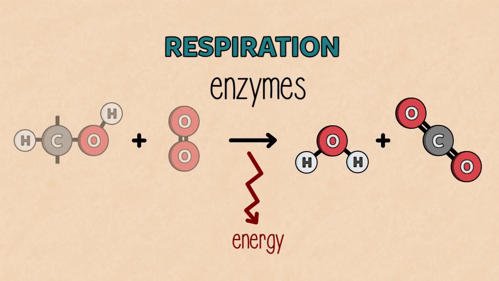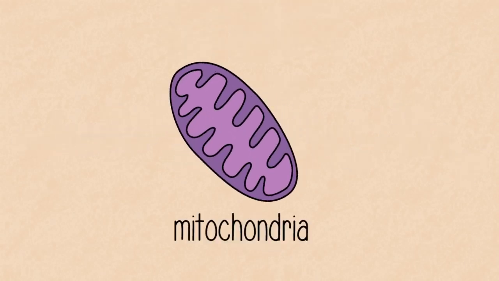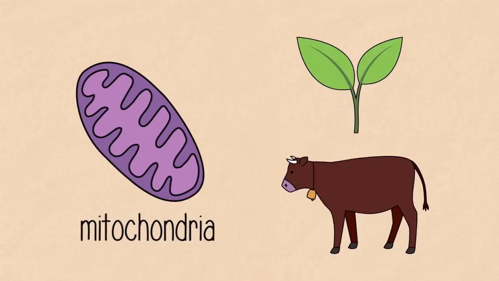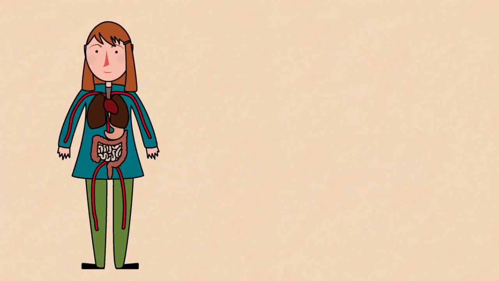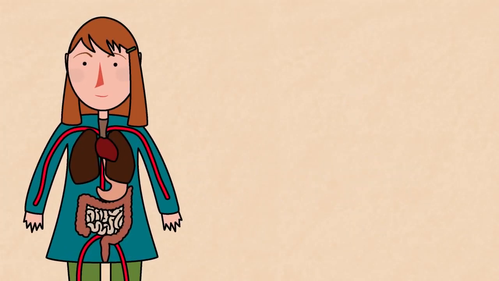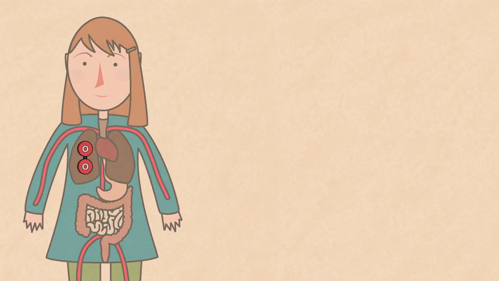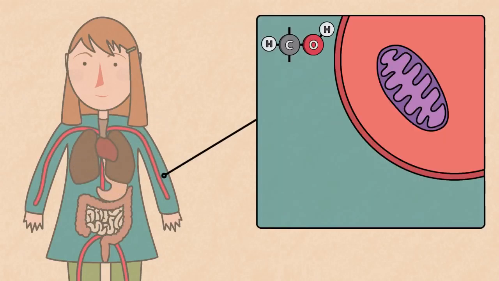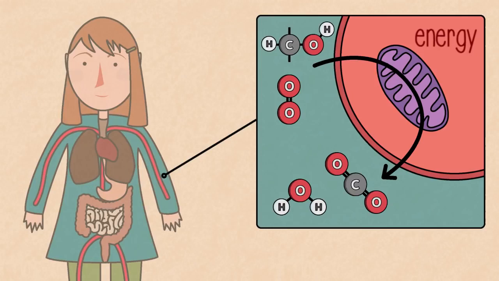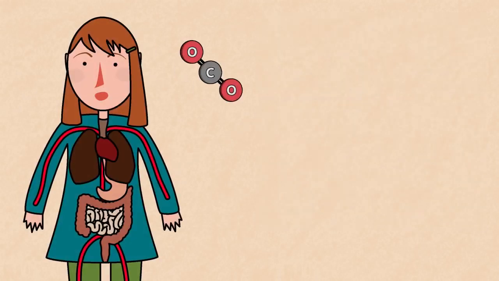The series of reactions takes place in so-called mitochondria in the cells of plants and animals. In humans and most other vertebrates, their blood transports the oxygen from the lungs and the digested food from the gut to all the cells in their body. There, the food and oxygen react, and the blood takes the carbon dioxide back to the lungs to be excreted.